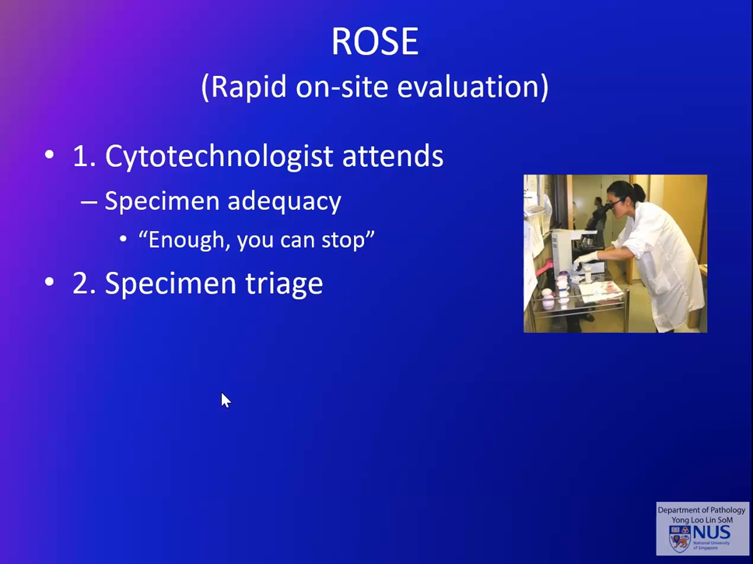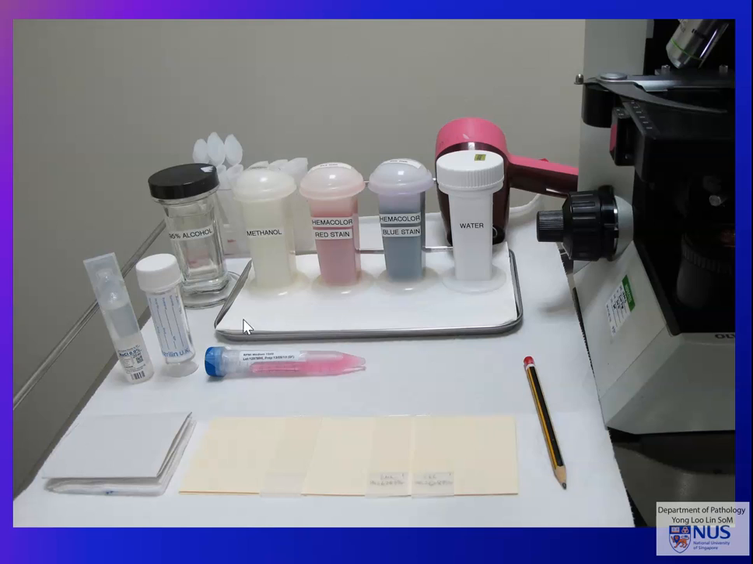The other aim is to perform specimen triage, and this is very important to maximize the specimen yield at the time of the procedure. Let me just quickly show you some of the equipment that we typically have on our ROSE trolley. Of course, we have the microscope here, we have the staining solutions, and we have these specimen collection bottles. This is sterile saline, this is an empty bottle, this is RPMI solution for flow cytometry.